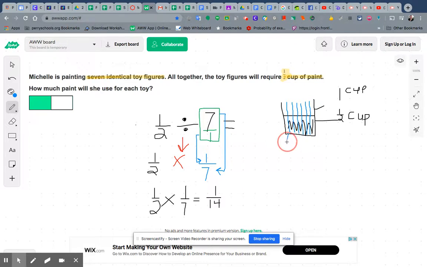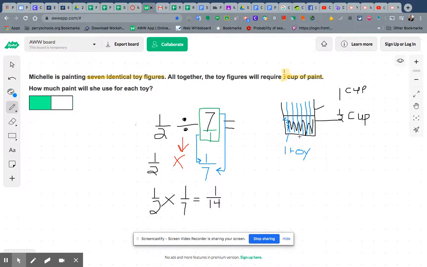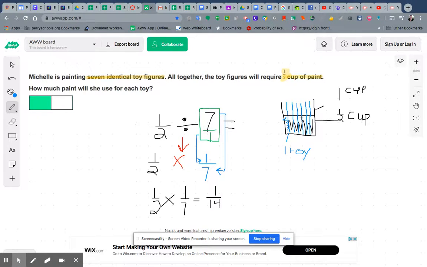And each toy is going to get one of these boxes. Each toy is going to get one of these parts for a total of 7 toys. So that's how I would draw it out conceptually using pictures. That's why we use this method, though, because it takes something like this and breaks it down into a number sentence, so it's a little easier to solve.